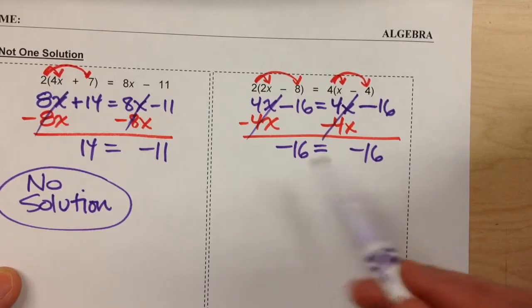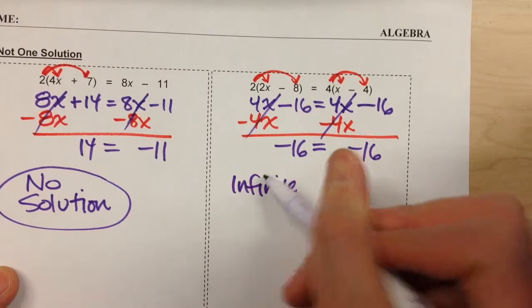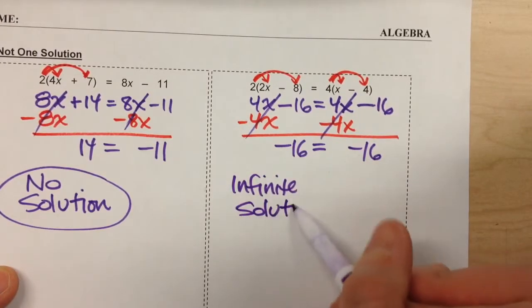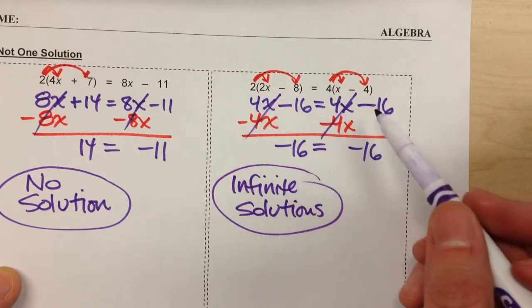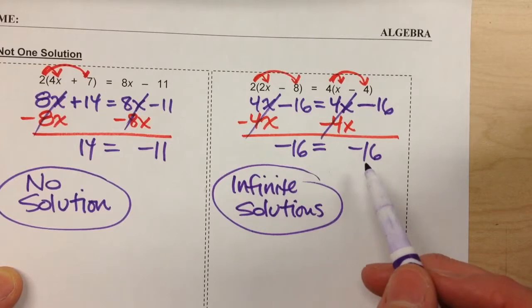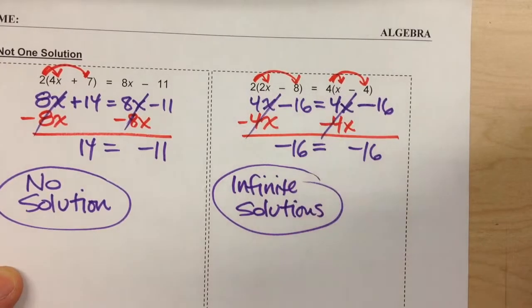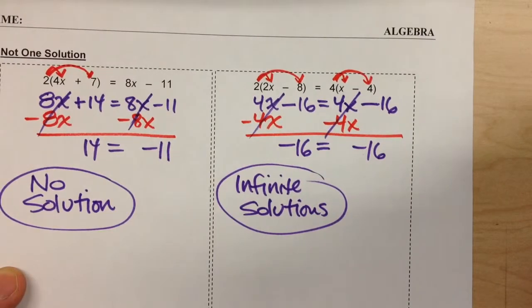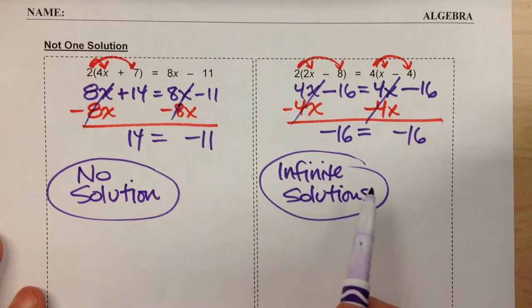So in this case, there are infinite solutions, meaning any value of x will make this true. Negative 16 will always equal negative 16 tells us that any value that we put in here for x will make this true. So these are two almost opposite examples.